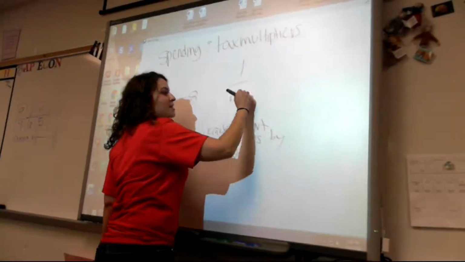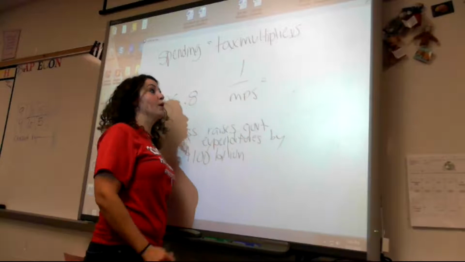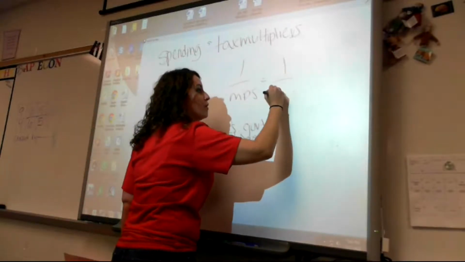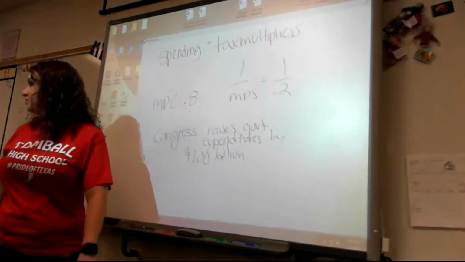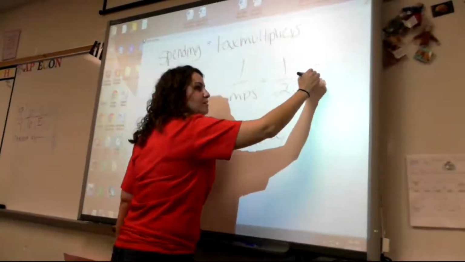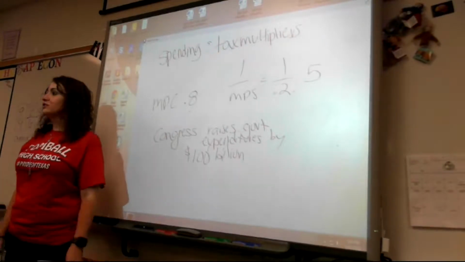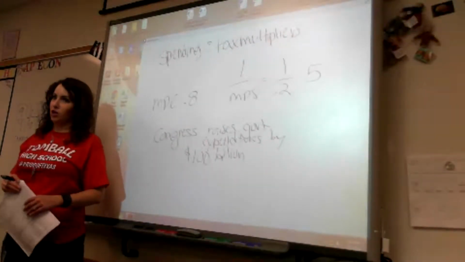1 over MPS. MPS is 0.2, not 0.8. That's MPC. 1 over 0.2. 1 over 0.2 is what, Dalton? 5. 5 times what, if that's the multiplier? 5 times 100. This increases real GDP by $500 billion.